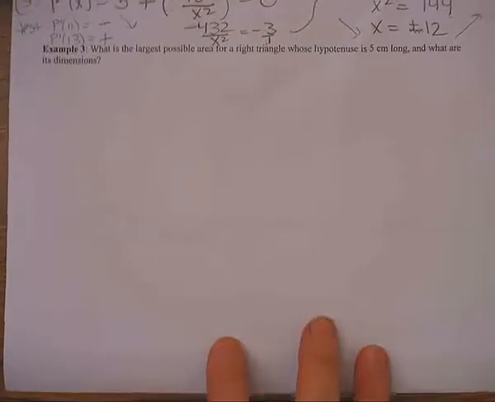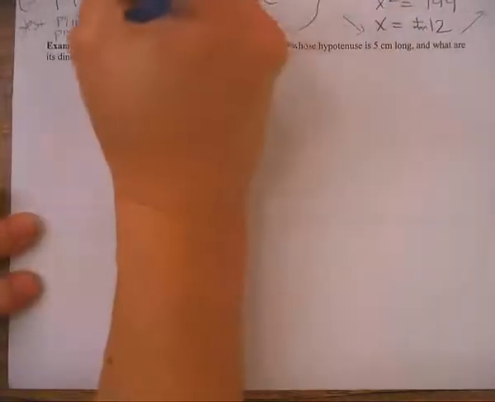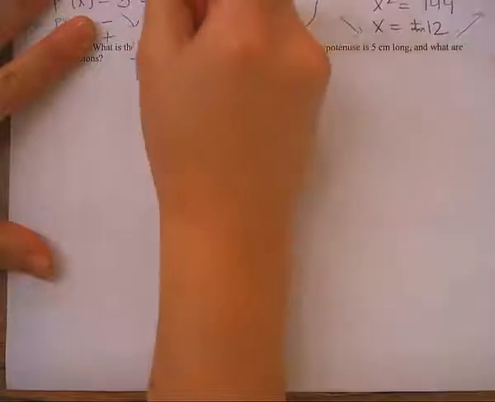Moving on to example 3. This is asking for the largest possible area for a right triangle whose hypotenuse is 5 centimeters long, and then what are its dimensions. So again, we're trying to maximize the area. Let's start by first drawing a picture. So it's a right triangle, the hypotenuse is 5.